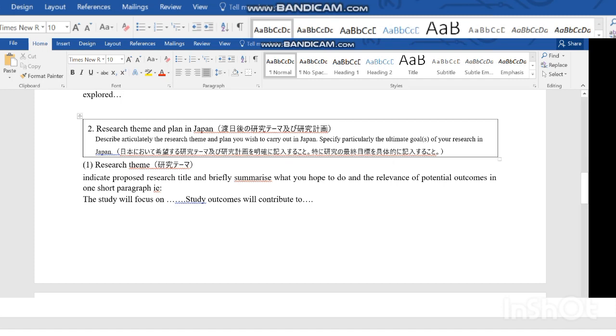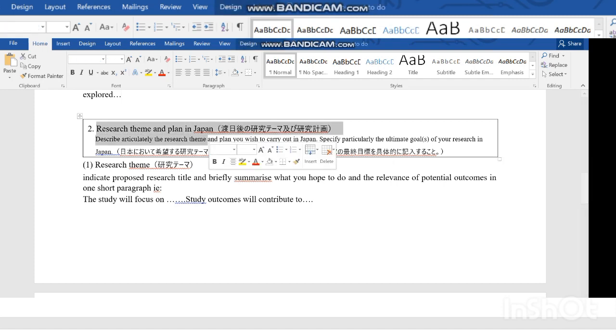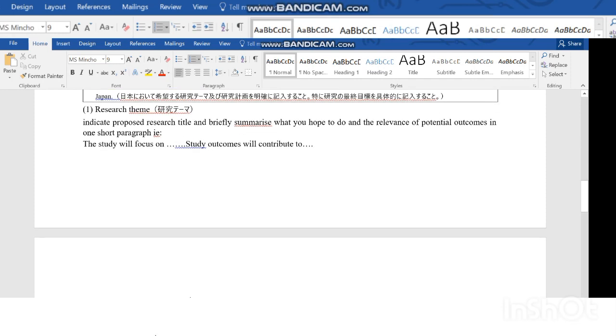So let's look at this now. Research theme and plan in Japan. Describe articulately the research theme and plan you wish to carry out in Japan. Specify particularly the ultimate goals of your research in Japan. For me, on this research theme part, I thought it helpful to take notes from an undergraduate course that we did in between our fourth and fifth year, called research communication, where we were required to learn how to write things like concept notes, project proposals, and final reports.